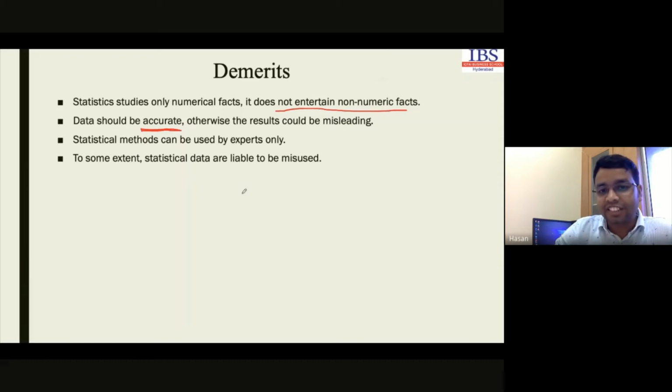To some extent, statistical data are liable to mislead, because an error term is always associated with each and every piece of information. Whatever information we gather from our business has some error term. If we forget to include this error term, the result will be misled. So these are the few demerits of using statistics.